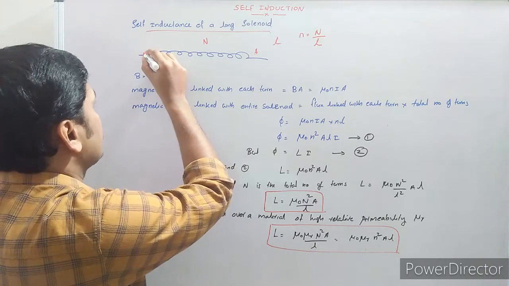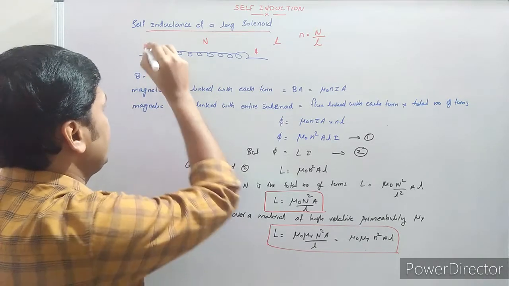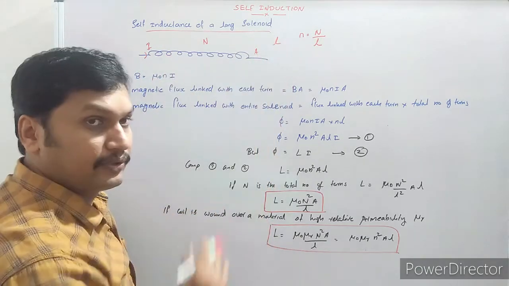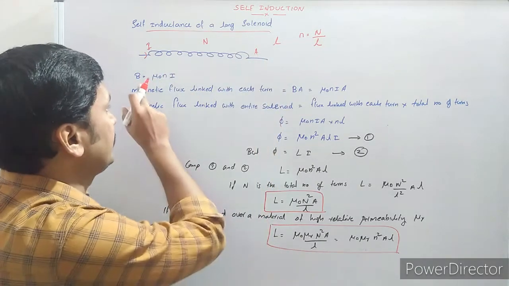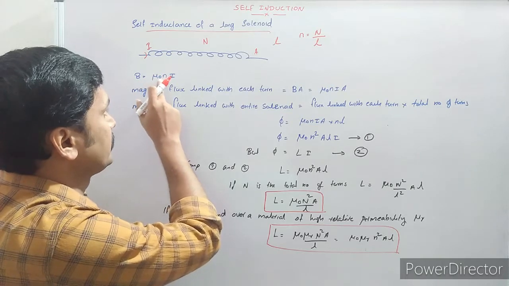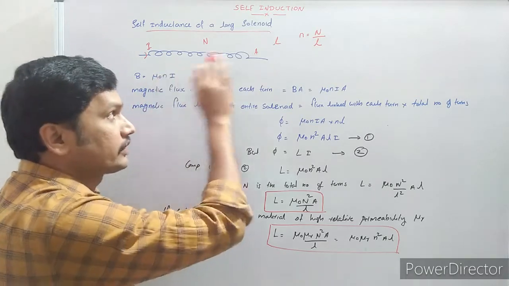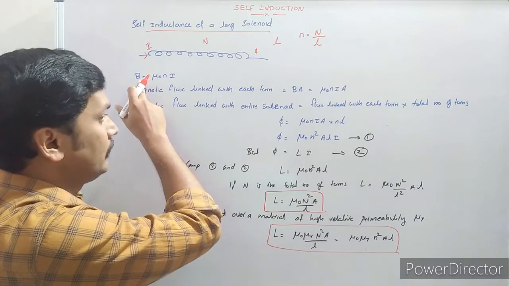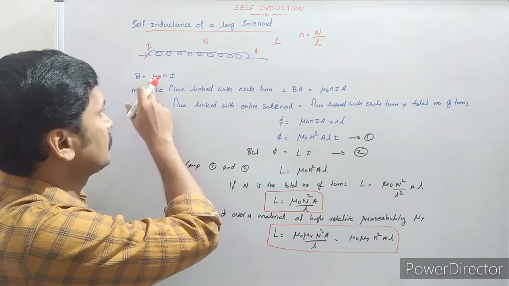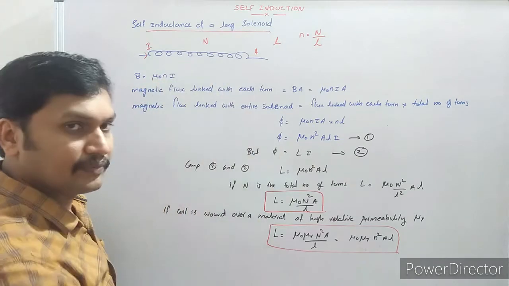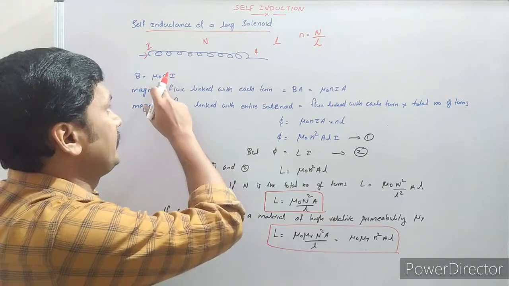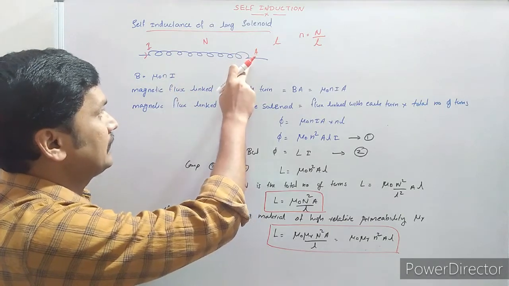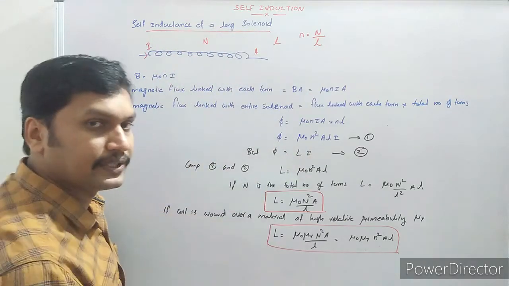When current is passing through the solenoid, a magnetic field is produced by the solenoid, and this magnetic field is equal to B = mu 0 n i. As it is a long solenoid, the magnetic field due to the solenoid is uniform and can be written as B = mu 0 n i, where mu 0 is the permeability of vacuum or free space, n is the turns per unit length, and i is the current through the solenoid.